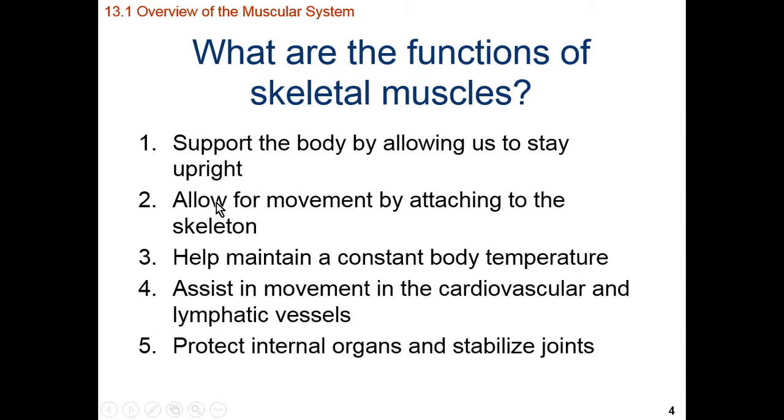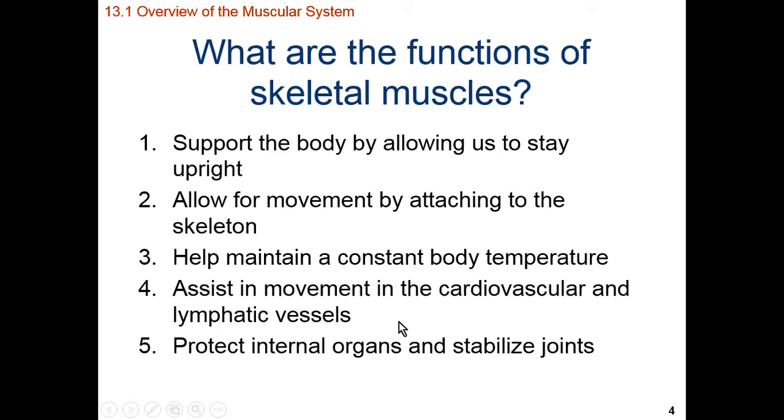So when these skeletal muscle tissues allow for movement, we have opposite muscles, called antagonistic pairs, that will contract to move a joint. We also maintain a constant body temperature, in large part due to our skeletal muscle tissues. When we get to the molecular mechanisms of contraction, we'll talk about how lots of energy is used up, and there's a little bit of waste energy or heat generated in this process, and that waste heat maintains our body temperature. Our skeletal muscle tissues allow for movement in cardiovascular and lymphatic vessels.